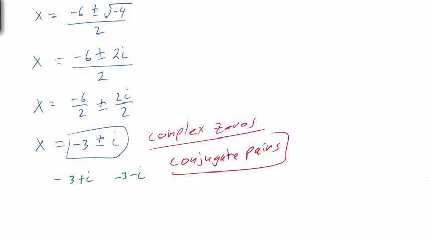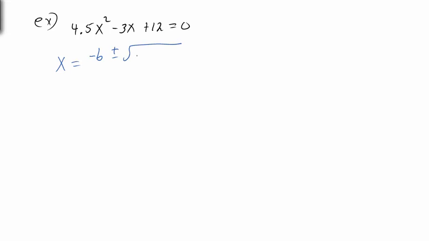All right, so let's look at another example. And this example here, once again, you may want to actually pause the video and see if you can work this out. We have 4.5x squared minus 3x plus 12 equals 0. And once again, we want to use the quadratic formula, so we're going to have negative b plus or minus the square root of b squared minus 4ac, and the whole thing is divided by 2a.